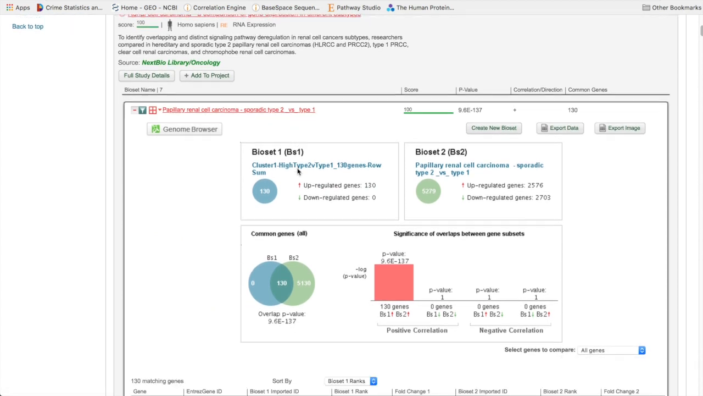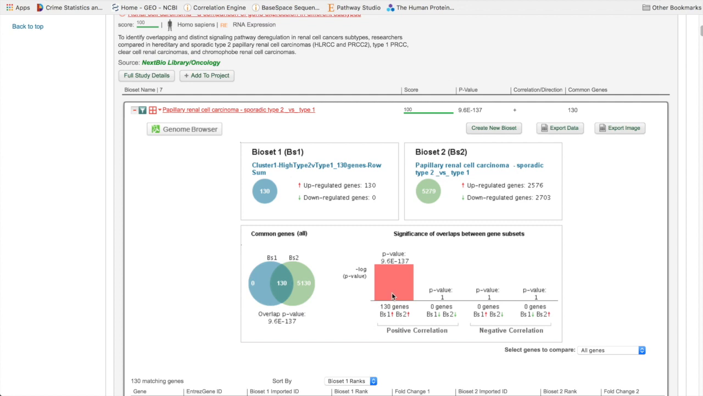I click on that. So in our list, we had 130 genes. They were all upregulated versus the control, or at least the sum of all that fold change was positive. If we look at the papillary renal, these type 2 versus type 1, we can see that there's 5,279 genes that change in this comparison. About half are up and half are down. But when we actually look and see what's common, all 130 are found in this list.